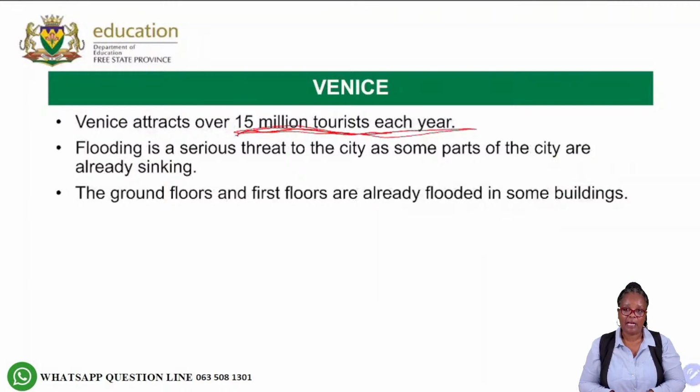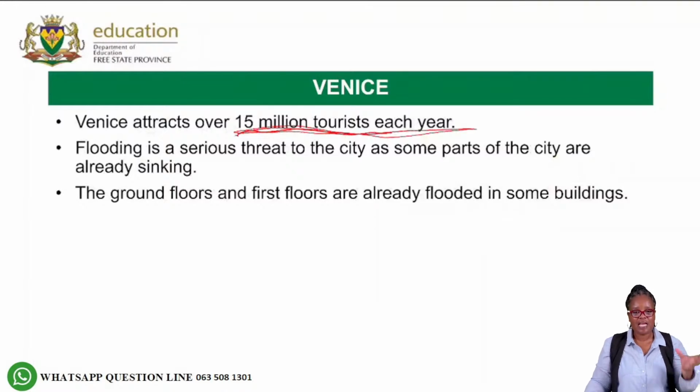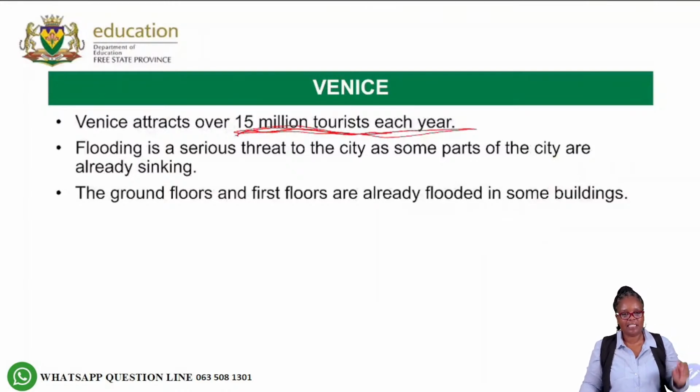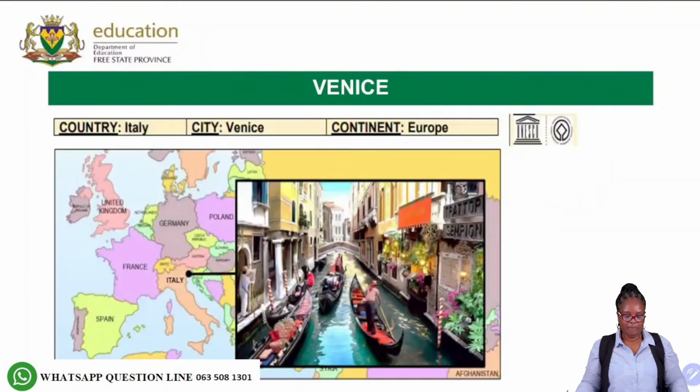As a tourism learner, you need to recommend solutions for how they can save this icon. Because remember, it's an icon. It has national pride. How can they save this icon from total flooding? That's homework.